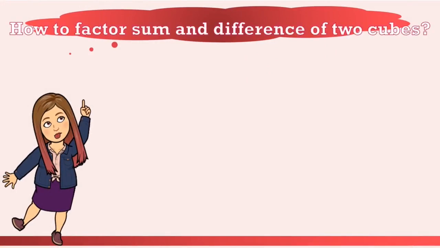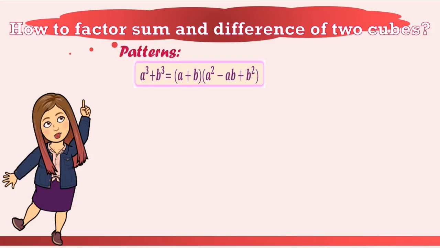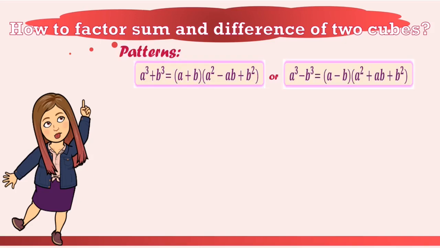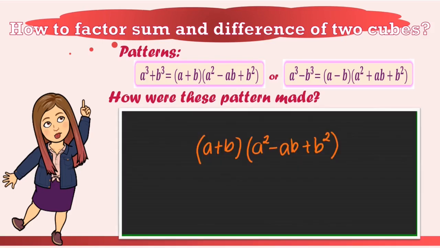Let's proceed. So how do we factor the sum and difference of two cubes? Or how do we know if the given polynomials are indeed the sum and difference of two cubes? Let us observe the given patterns. There are two patterns here. The first pattern shows the sum of two cubes, and the second pattern shows the difference of two cubes. Now, how did we get this pattern? How was this pattern made?